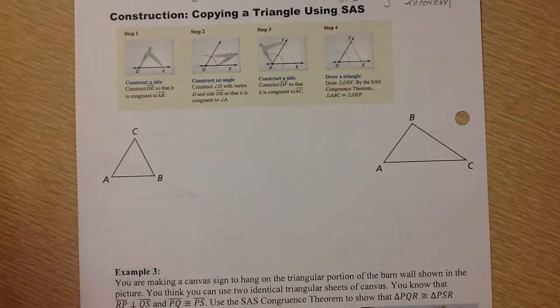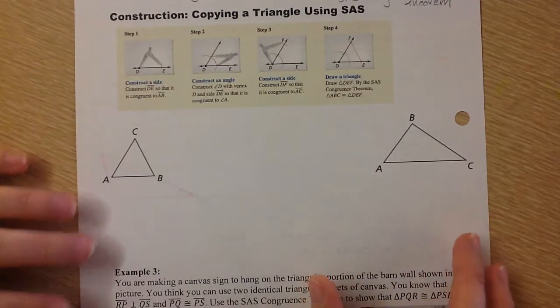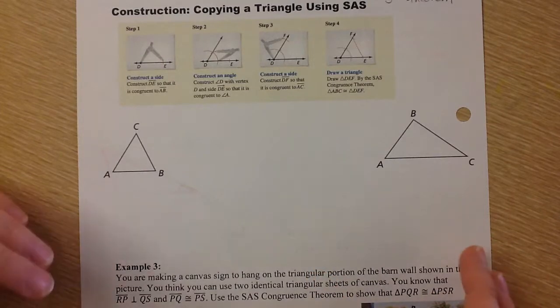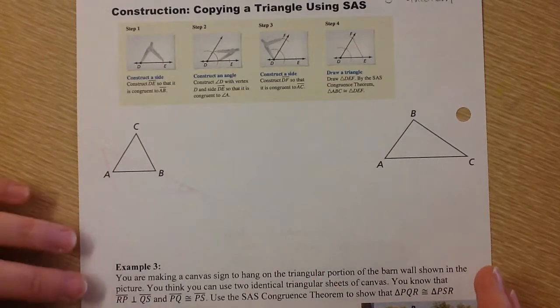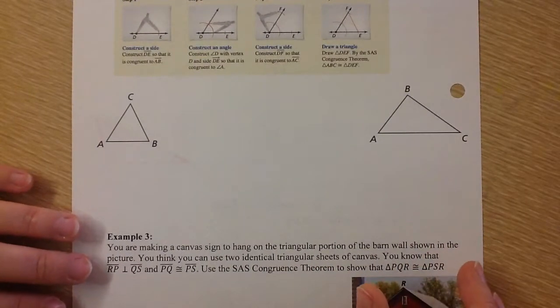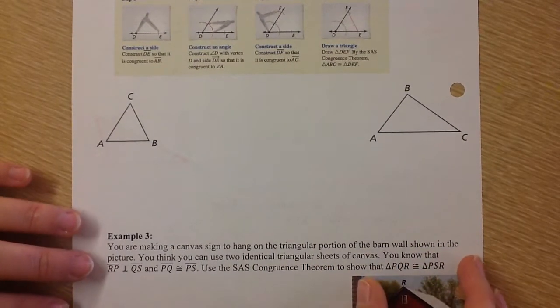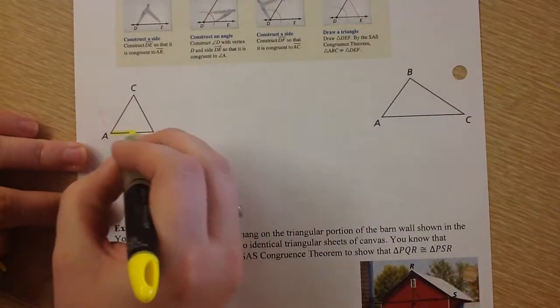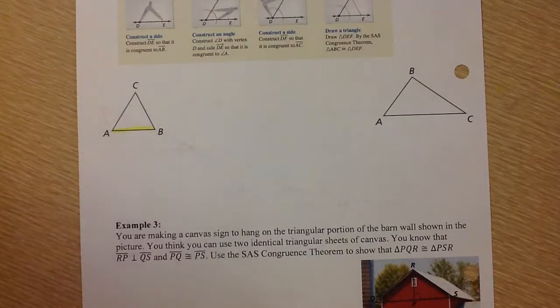So what we're going to do is copy a side, copy the angle, and then copy the other side, the included angle, and then we'll have ourselves an exact copy, a congruent triangle. So first I'm going to take side AB and create a congruent side to AB.